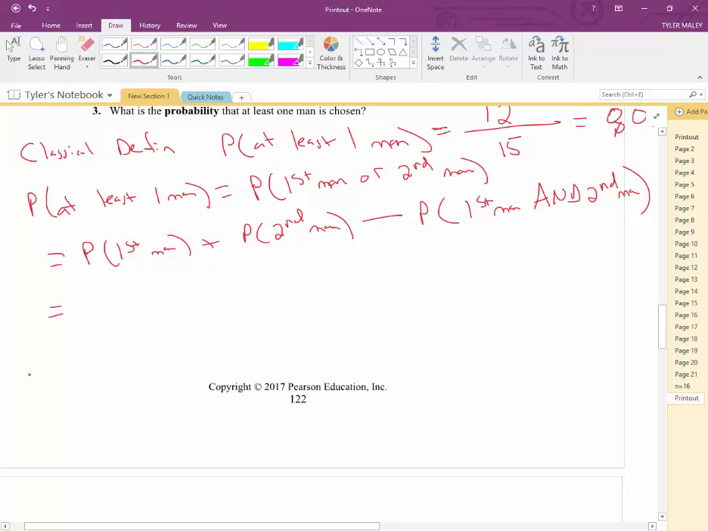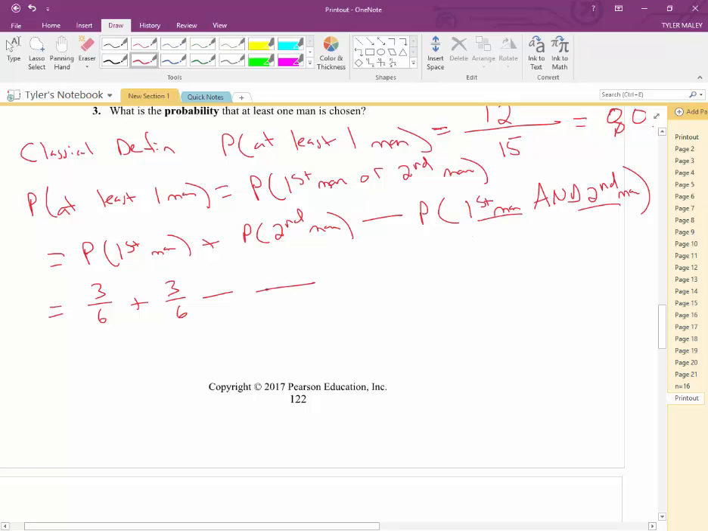The probability that the first is a man is 3 out of 6. There are 3 men to choose out of 6 people total. The probability that the second is a man is also 3 out of 6. There are 3 ways to choose men out of 6. And I need to subtract off the number of cases where both are men.